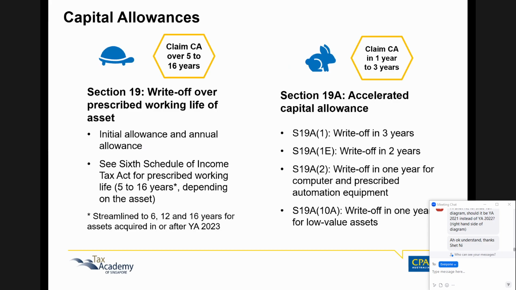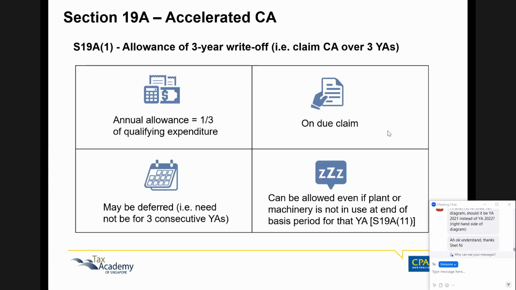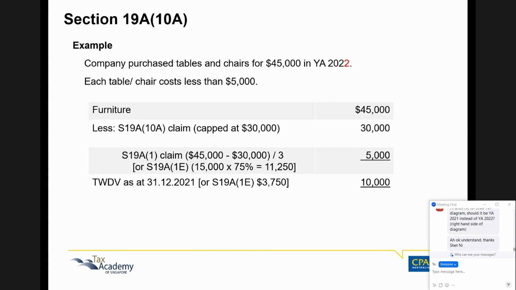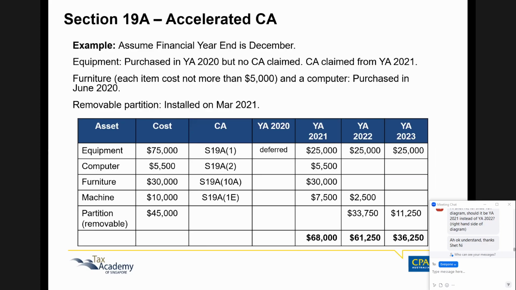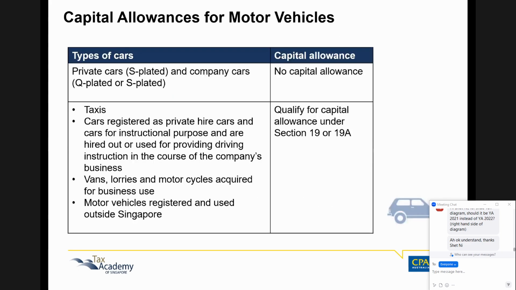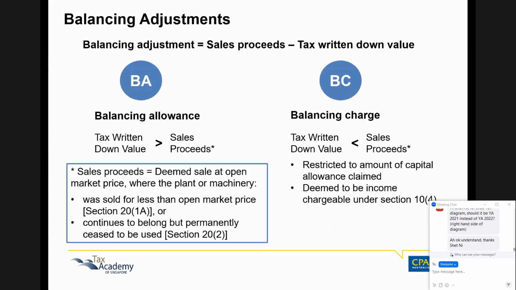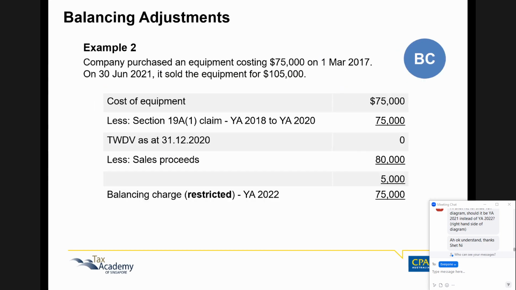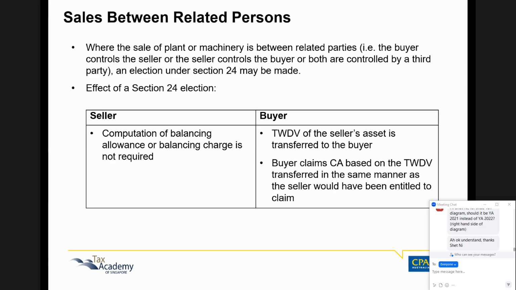Okay, like I say, for exam, we are looking at accelerated capital allowance. Then you have to look at the item, look at what can be claimed under the relevant section. Again, sometimes there may be some carry forward from previous YAs, so you need to know. There won't be any on HP, won't be tested on HP. Motor cars, you need to know. Balancing adjustment, you also have to know. Section 24 election, don't need to know.